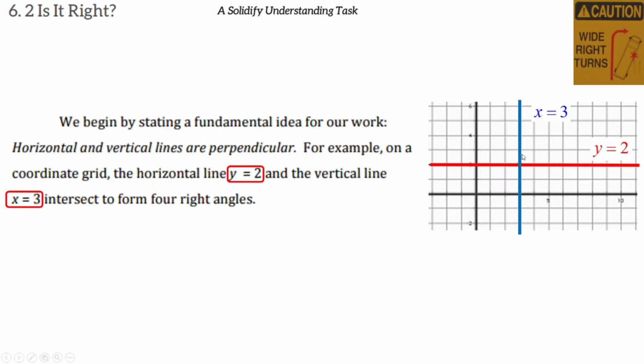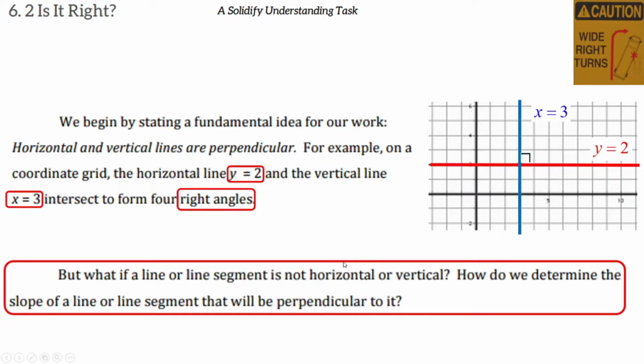Now look at the angles formed right here. They intersect to form 4 right angles. So know the symbol for a right angle. Here it is right here. And if this angle were 90 degrees, this angle and that angle, all 4 of those angles would be 90 degrees. So typically we'd only mark one of them.